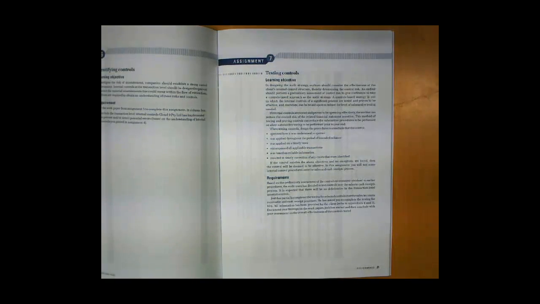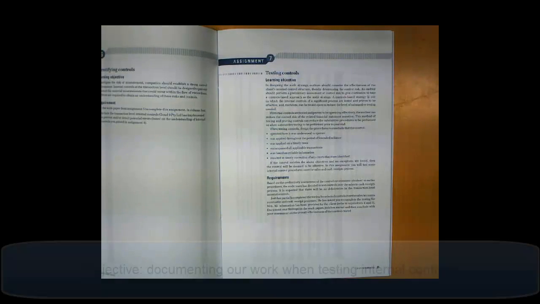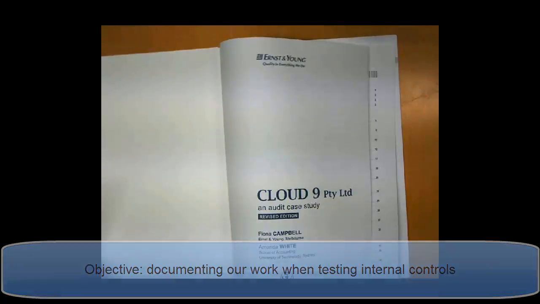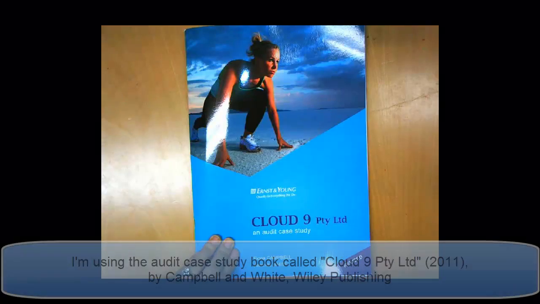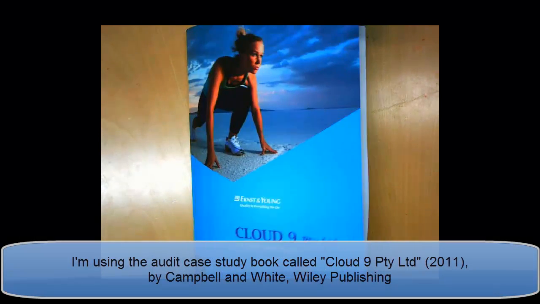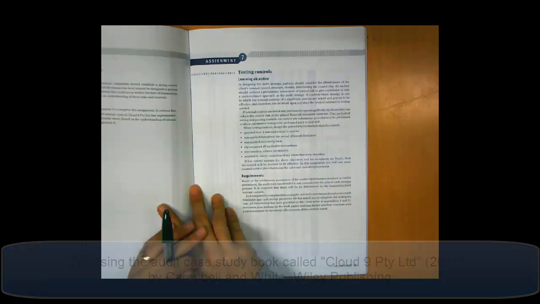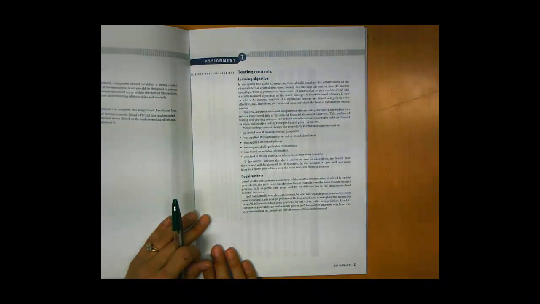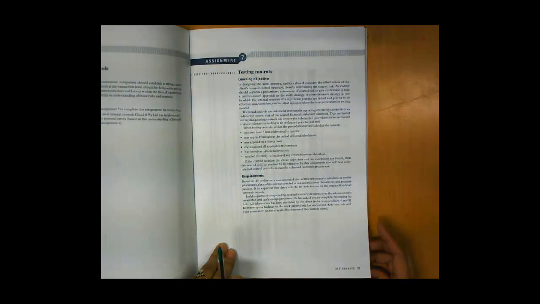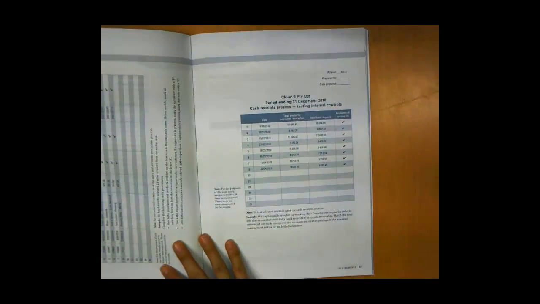Hey everyone, today's video is going to be about how we actually document testing, and I'm going to use assignment 7 from the Cloud 9 case study. This is an Australian book and it's fairly easily available. We're going to use assignment 7, which is about testing internal controls, to learn about the technicalities of how we actually do audit testing.